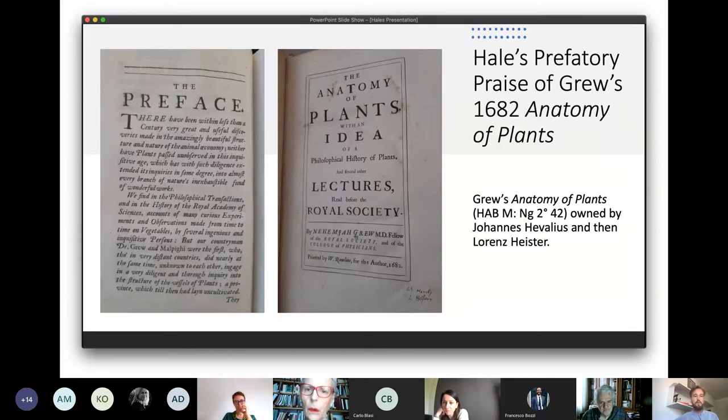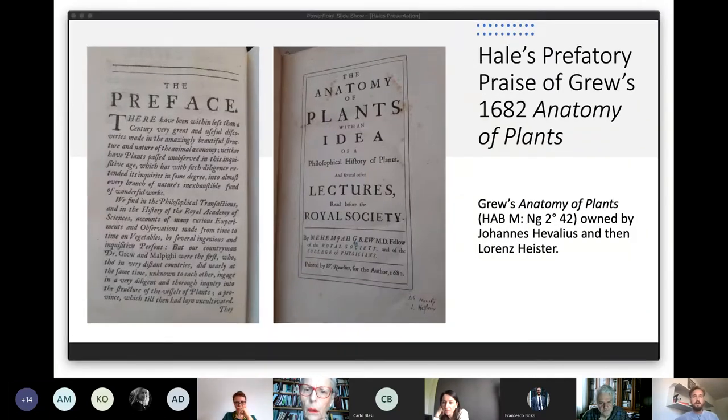Here he writes that Grew and Malpighi were the first who, nearly at the same time, unknown to each other, engaged in a very diligent and thorough inquiry into the structure and vessels of plants. Hales proceeded to laud Grew and Malpighi for passing down very accurate and faithful accounts of the structure of the parts of plants, which they carefully trace from their first minute origins, the seminal plant, to their full growth and maturity, in all which they observed an exact and regular symmetry of parts most curiously wrought in such manner that the great work of vegetation might effectively be carried out.